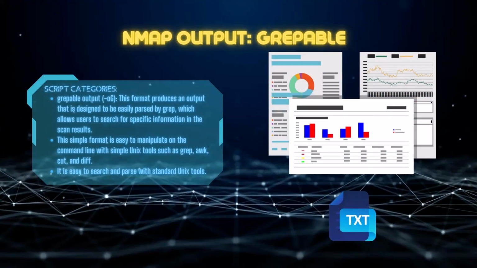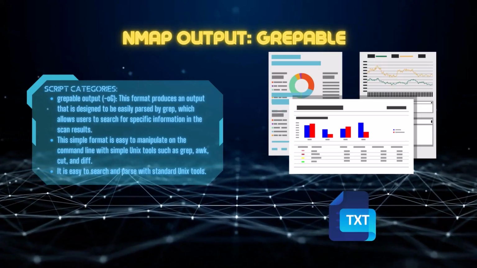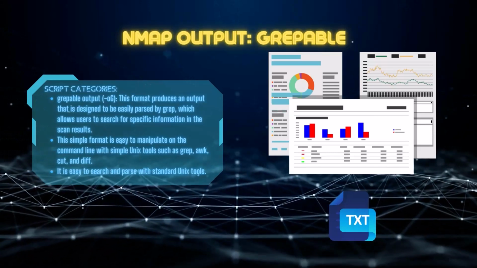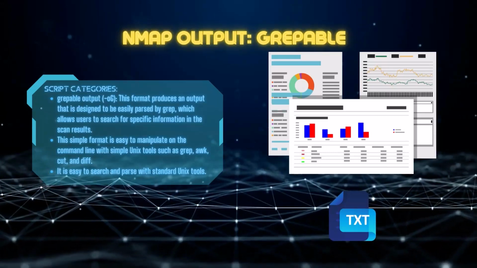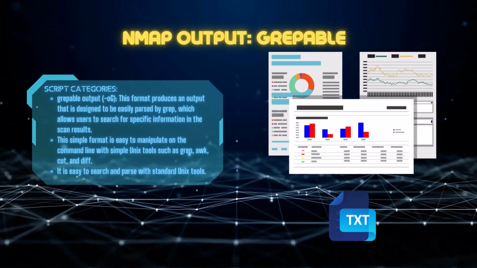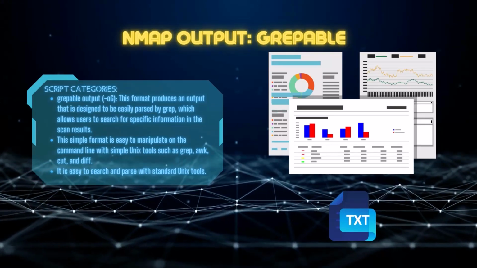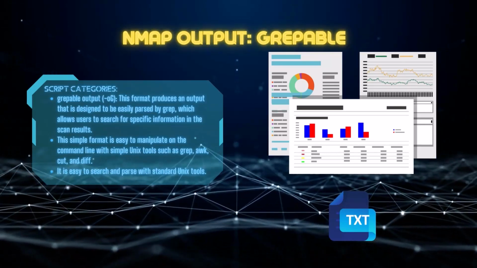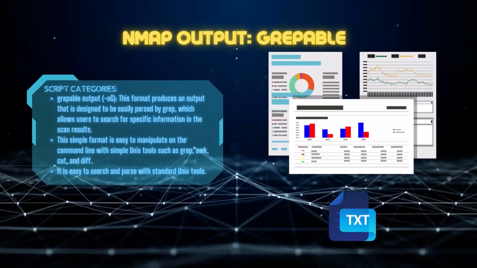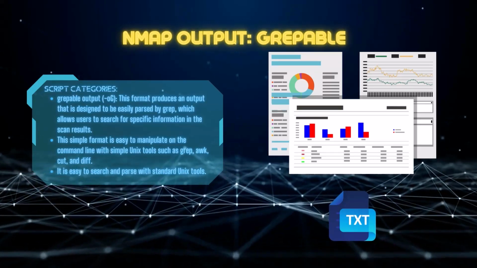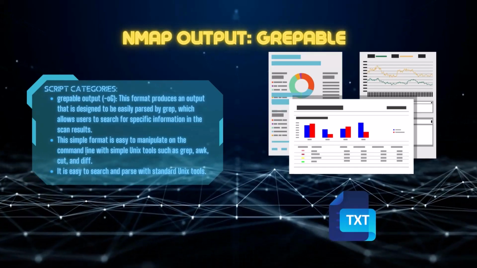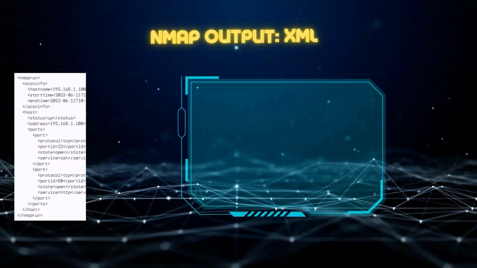Greppable output, -oG, is a simple format that can be easily processed using Unix tools such as grep, awk, cut, and diff. Each host is listed on one line with fields separated by tab, slash, and comma characters. While useful for quick analysis, XML format is recommended for more complex tasks as it provides more information and is more stable.